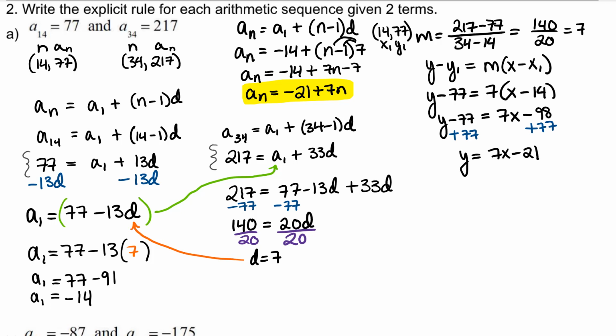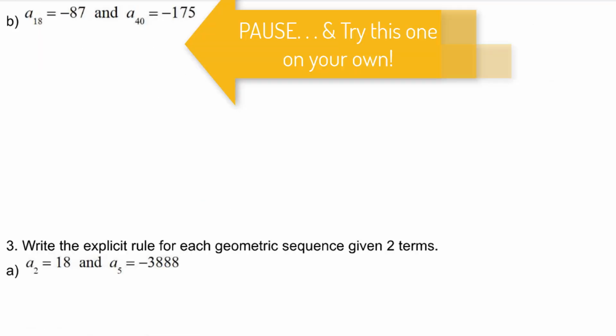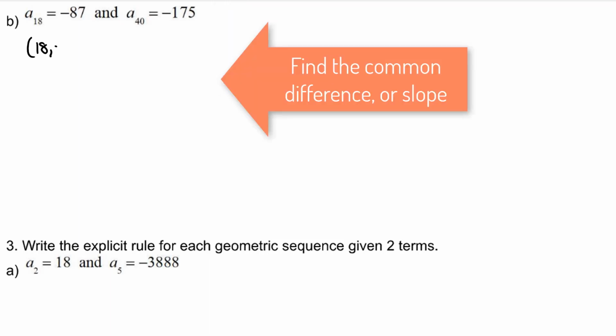And wow, look at that. We got the same equation. This one's just in y equals mx plus b form. This one is our arithmetic sequence explicit rule simplified. You can go ahead and try number 2 on your own and then press play when you're ready to check.